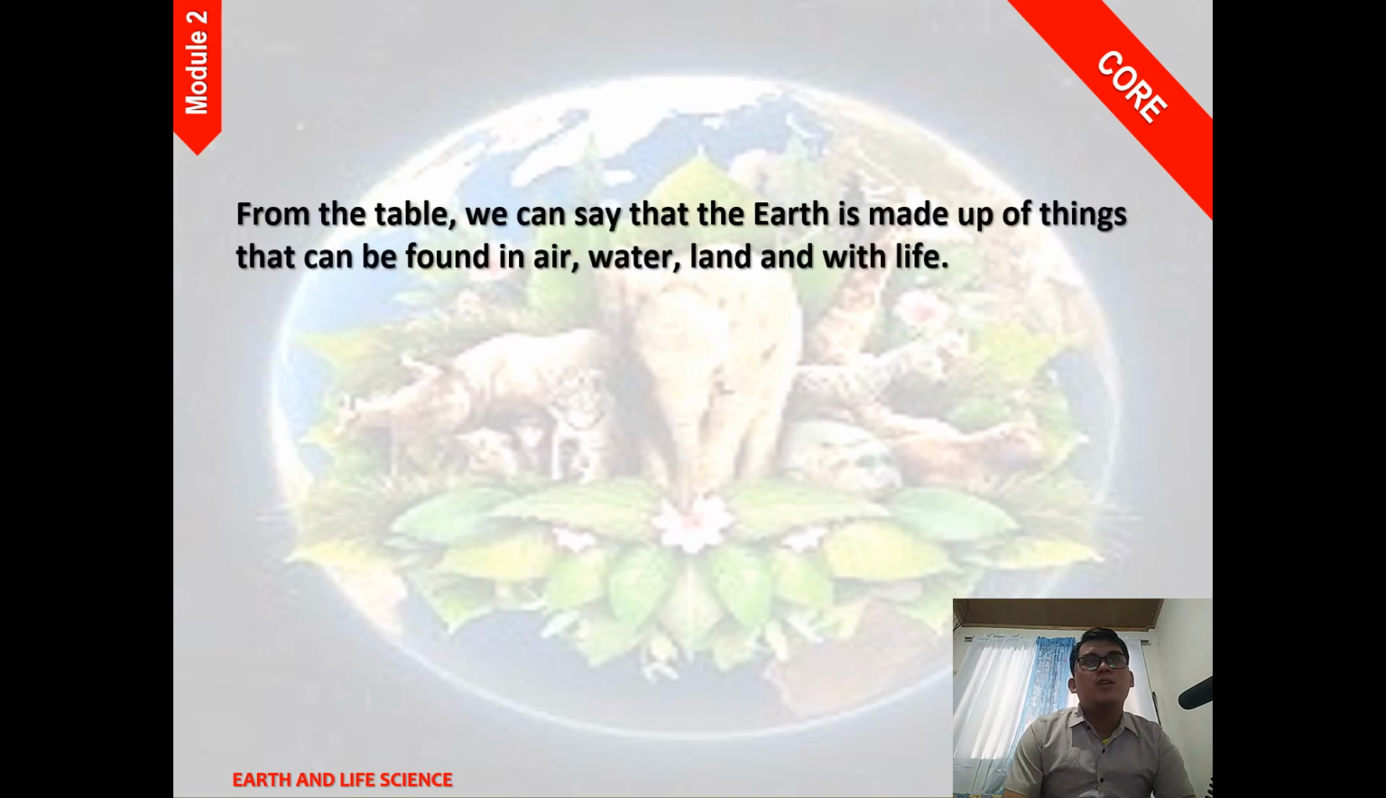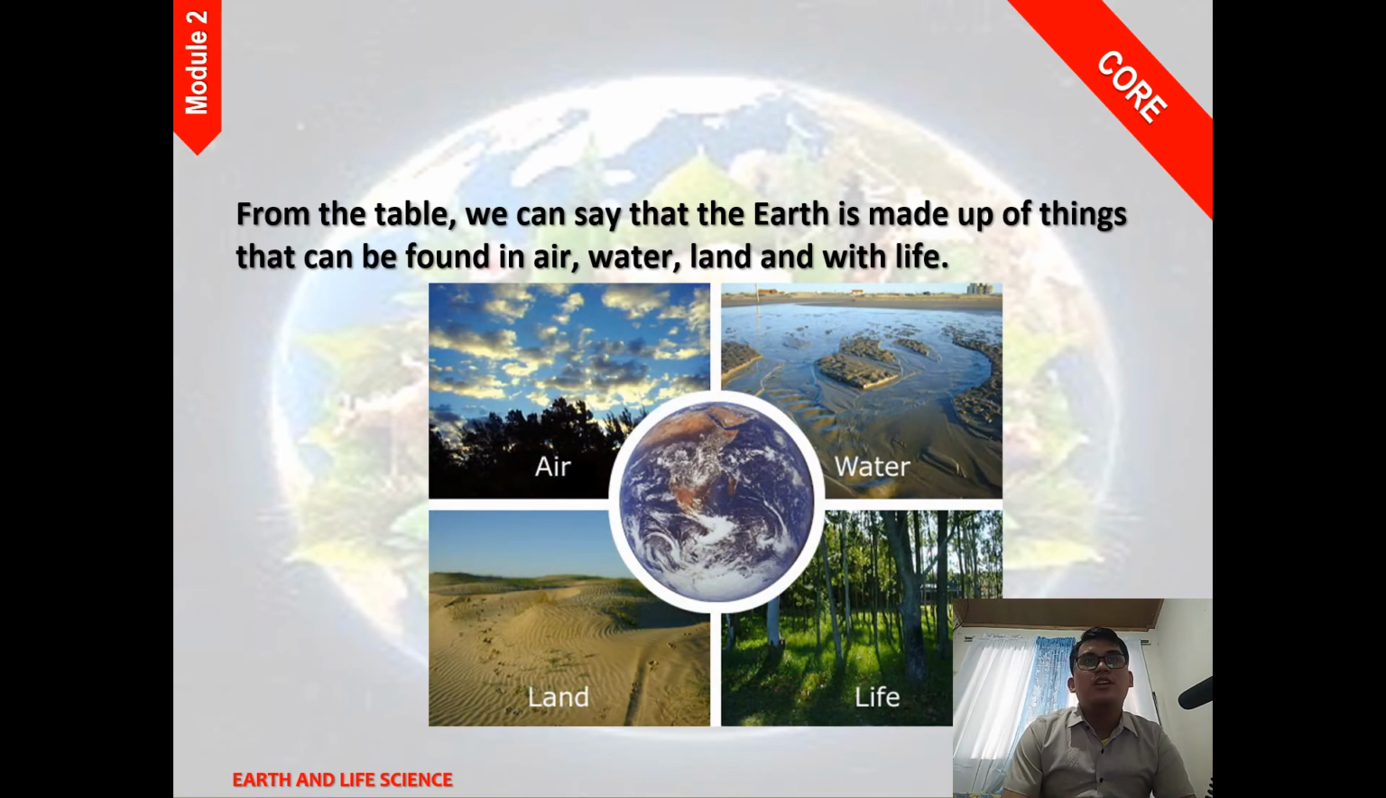From the table, we can say that the Earth is made up of things that can be found in air, water, land, and with life. These are the four components that make our planet a living planet. Remember: air, water, land, and life.